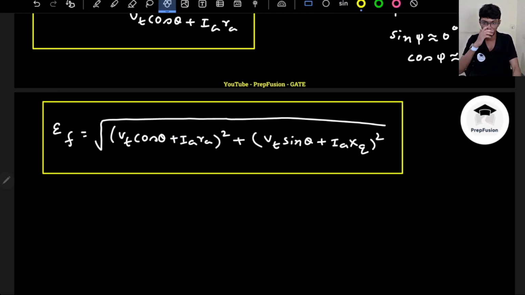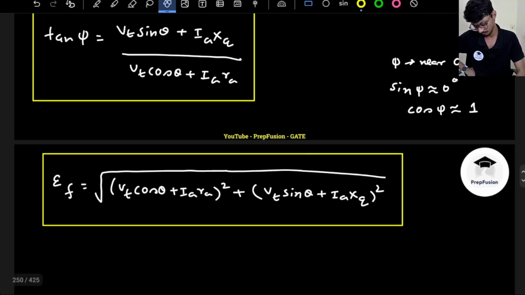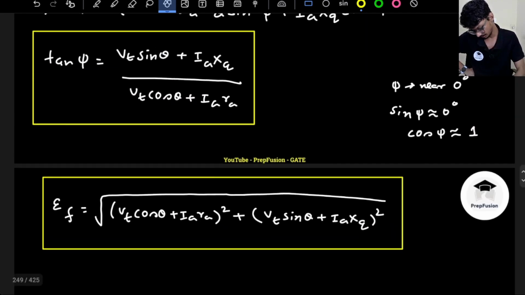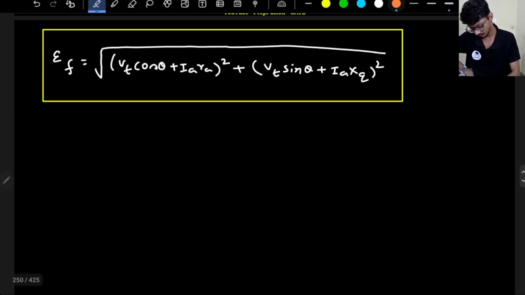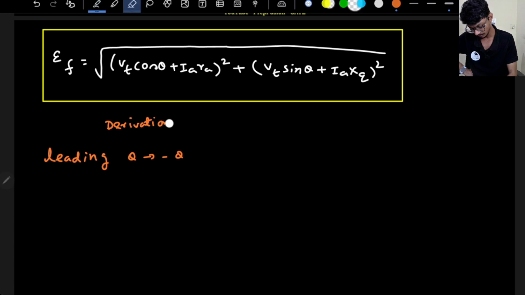Now let's derive this same thing for the leading load. How will I derive it for a leading load? You just have to replace theta with minus theta, and then you will be sorted. This is for lagging. For leading load, replace theta with minus theta. The derivation is homework for you, please derive it by yourself.